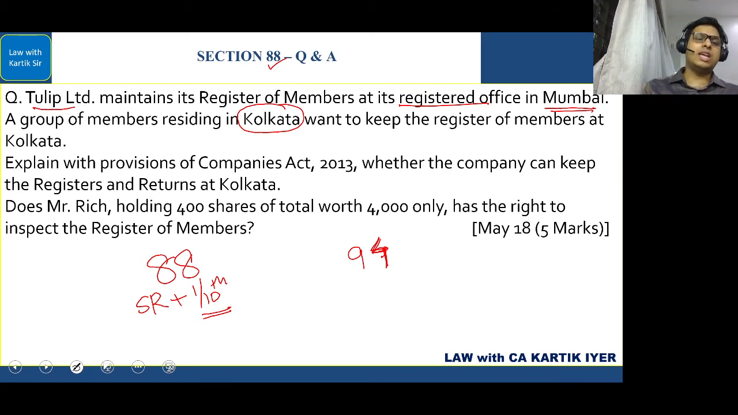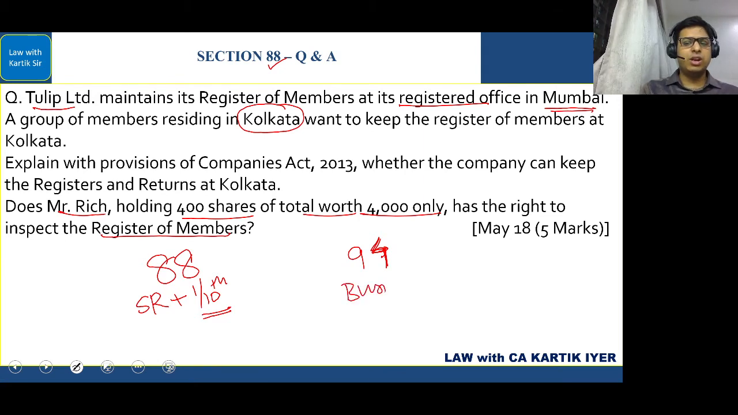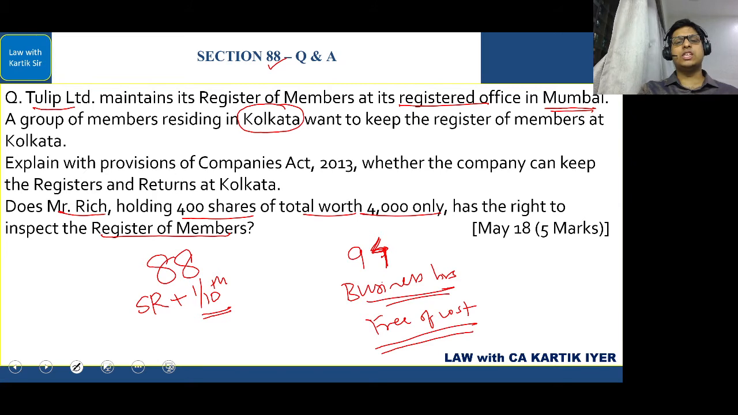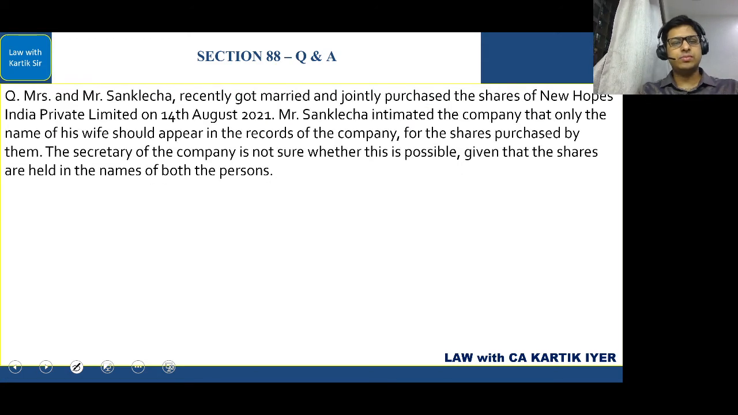Okay? Second, they have asked here: Mr. Rich, holding 400 shares of total worth of 4,000 only, has the right to inspect the register of members. The answer is absolutely yes. He has the right to inspect the register of members. There is no problem. Just that it will be available for inspection only during business hours. So you can come during business hours, and it is also free of cost. Free of cost during business hours, he can inspect the register of members, because he is one of the members of the company. He's a shareholder. Easy to understand. Okay, let's go ahead.